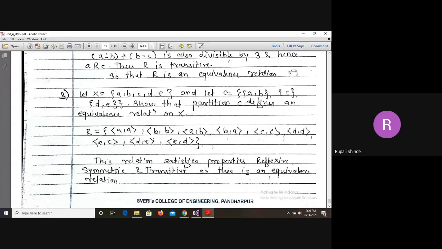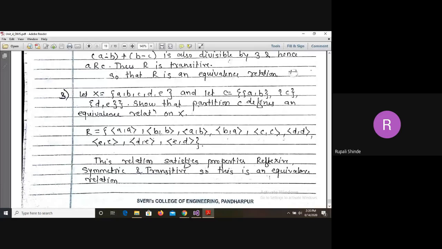Just tell me one example of how you have checked the transitivity. Ordered pair (A, A) and (A, B). The A gets cancelled, and the ordered pair (A, B) is present. Yes, ordered pair (A, B) is present. Likewise, we have to check for every such ordered pair.